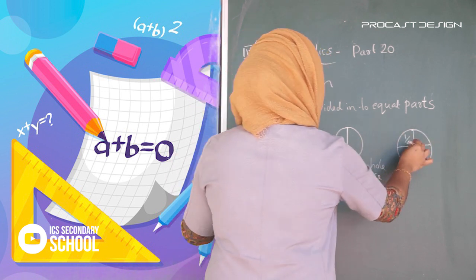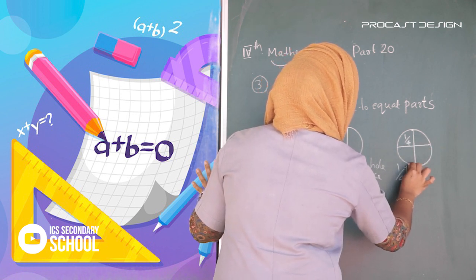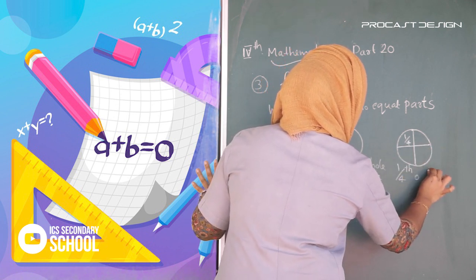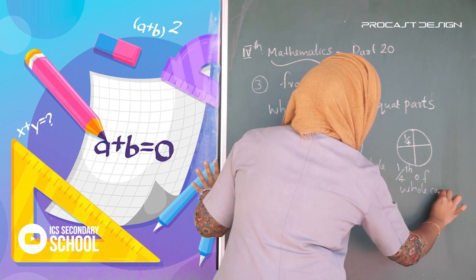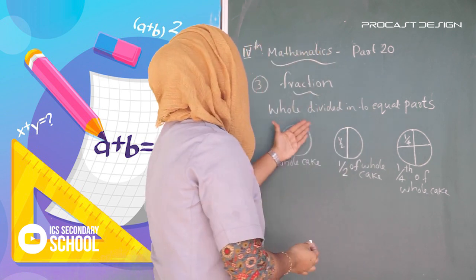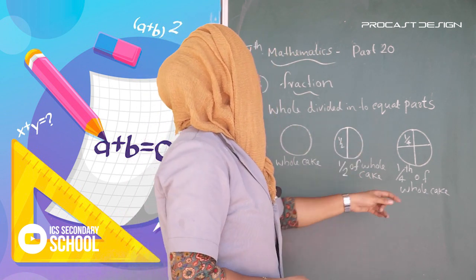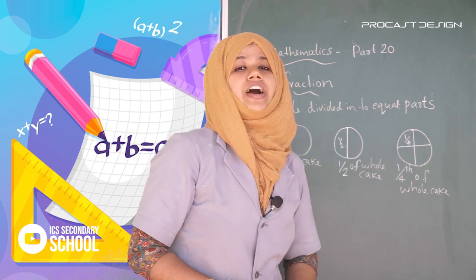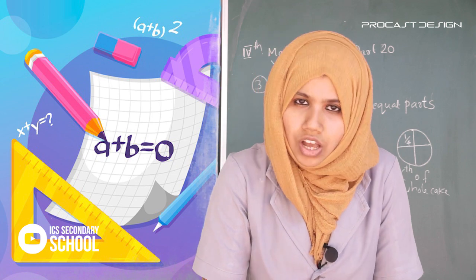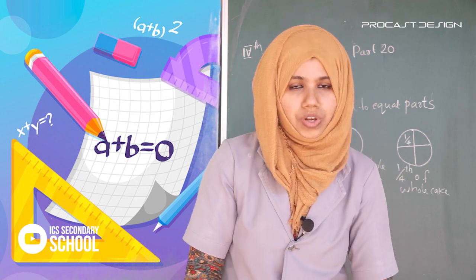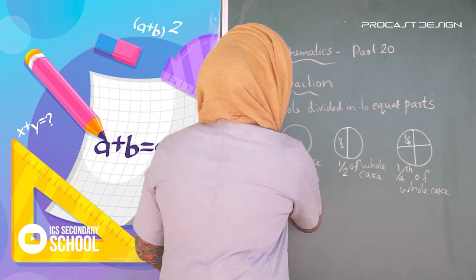This is 1/4 of the cake. So this is one whole cake, and next it is divided into two equal parts. Next is divided into four equal parts. That means a fraction is whole divided into equal parts. Okay, I have more examples.